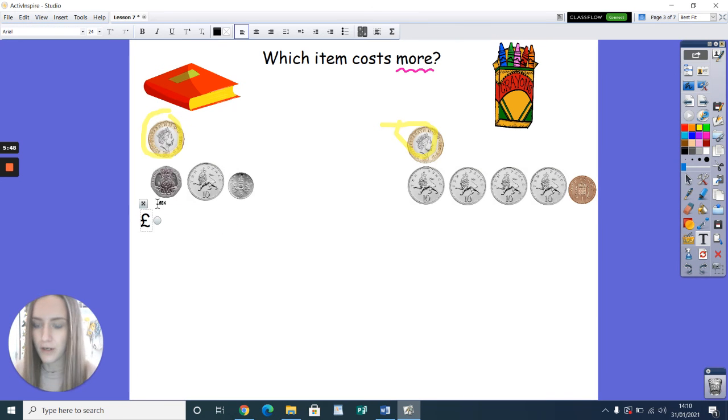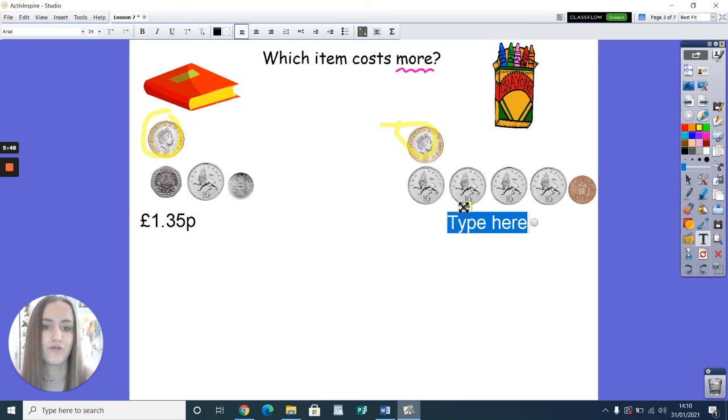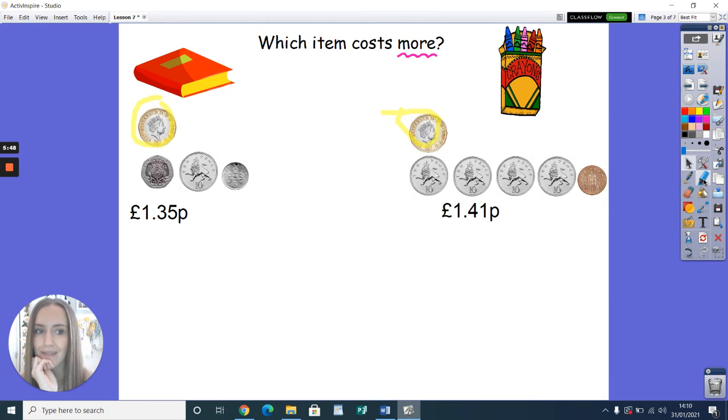You should have worked out that the book cost £1.35 and the crayons cost £1 again and 41p. Right, we've got a problem. What is the problem? When we are looking at which item would cost more, first we look at the pounds, don't we? But what do you notice about the pounds in each of these items? They're the same. Well done. So we can't figure out which item costs more just from looking at the pounds this time.